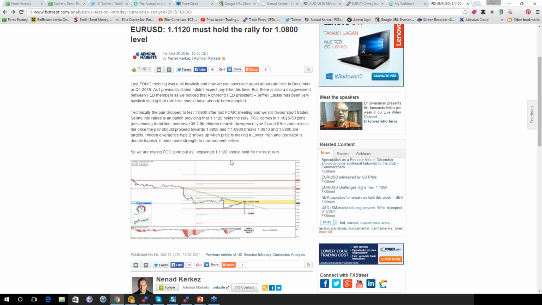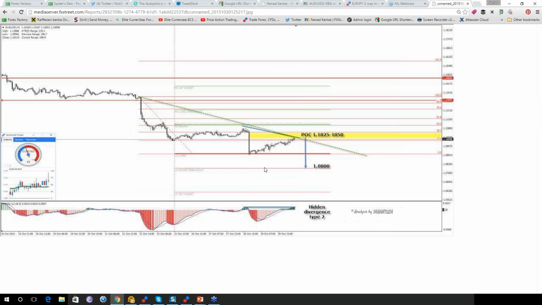What we got basically is a perfect POC rejection. I said that POC comes at that 1.1025 to 1.1050 zone, and if the zone rejects, the price should proceed towards 1.0900. What happened? Price heavily tried to go up, and yes, it went to 1.1070, and then it dropped. We had a 50-60 pip move on Friday just by looking at POC rejection.